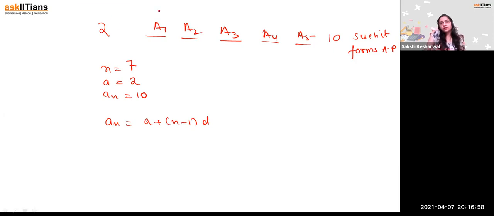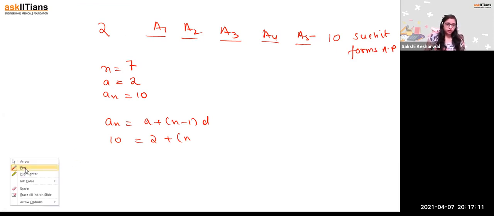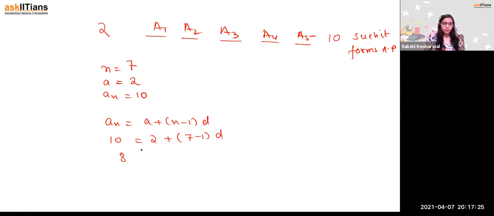If I get D, I will get A1, A2, A3, right? So 10 equals 2 plus (n minus 1)D. How many terms? n is equal to 7. So 7 minus 1 times D. So this is 8 equals 6D. So D equals 4 by 3. Now you add 4 by 3 to this.